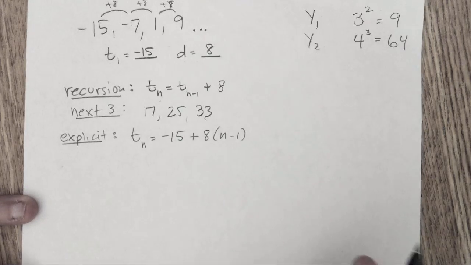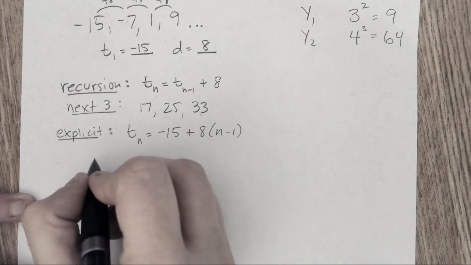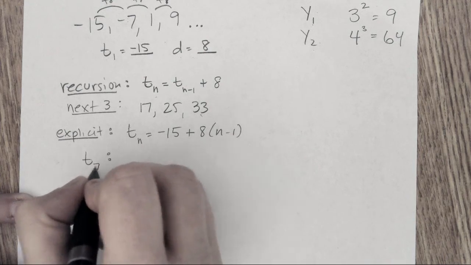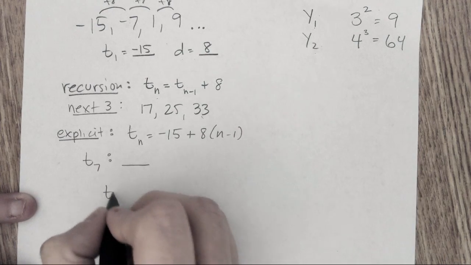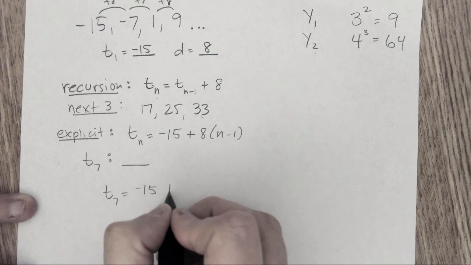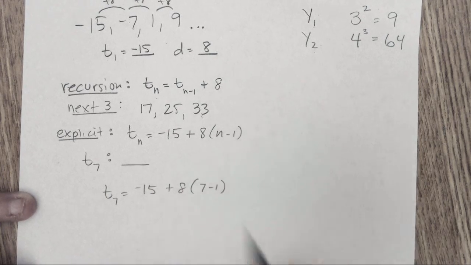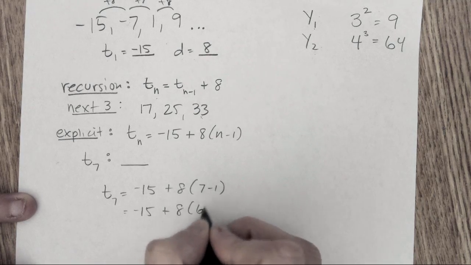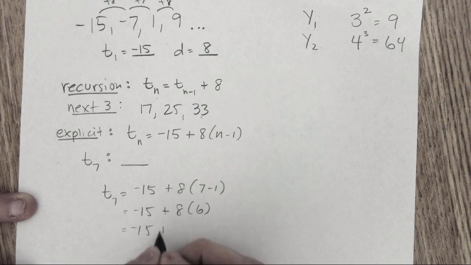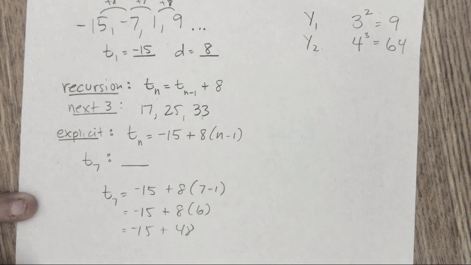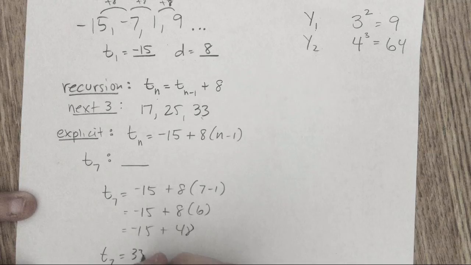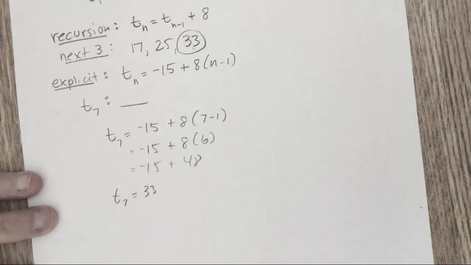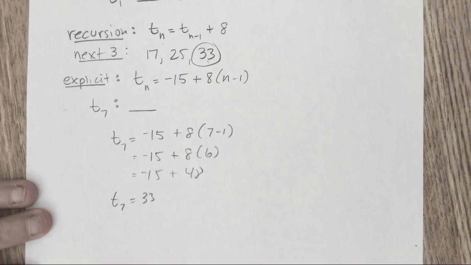Now, let's say they ask me to find the 7th value, because I know the 7th value since I've already found it. So let's say they want me to find T7. Well then I would say T7 equals negative 15 plus 8 times 7 minus 1. So that's negative 15 plus 8 times 6, negative 15 plus 48, which I'm going to use my calculator for y'all. Negative 15 plus 48 is 33, which is exactly what we got for term 7. Okay? So this is how we use these formulas.